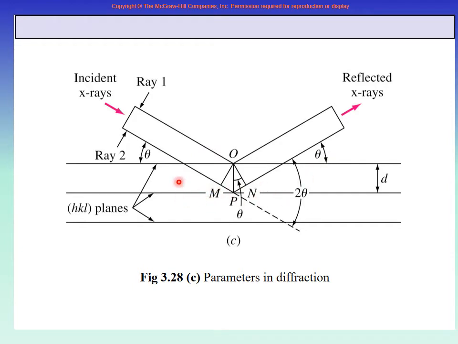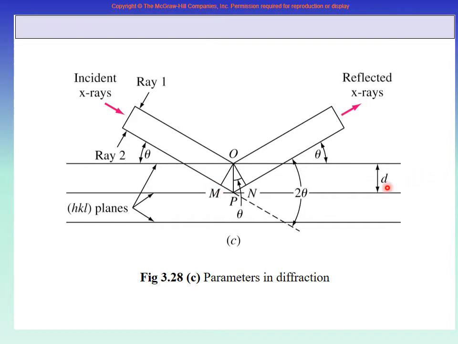And this distance is d, right? Interplanar spacing d. Now, if this angle is theta, then we can show by simple geometry that if you draw this OMPN, then this angle is also theta. This is very simple to show. Now, if this angle is theta and this distance is d, then this is d sine theta, right? If you take sine theta, it is d upon this. So this distance is d sine theta. So that is what we were showing you, that MP and PN are both d sine theta.